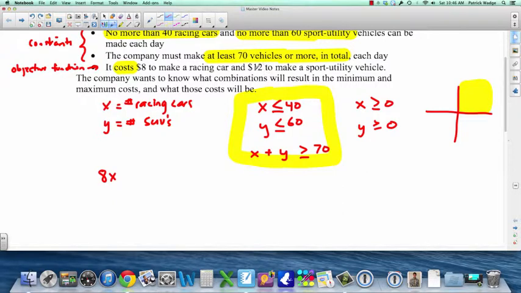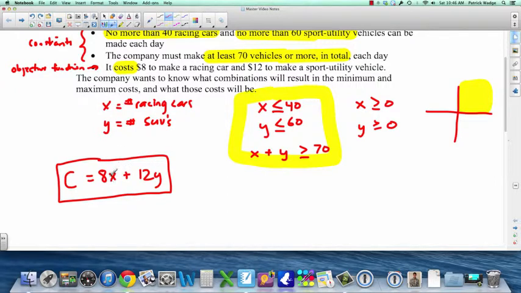How much, it's $12 to make a sport utility vehicle. So how much does it cost to make an unknown number of SUVs, y number of SUVs? 12y. And what we want to know is the total cost. So if we add these together, we want to know what that cost is. So this is our objective function. The cost is equal to 8 times the number of racing cars, because every racing car costs $8, plus 12 times the number of SUVs, because every SUV costs $12. And we want to look to see what the minimum and maximum cost is.